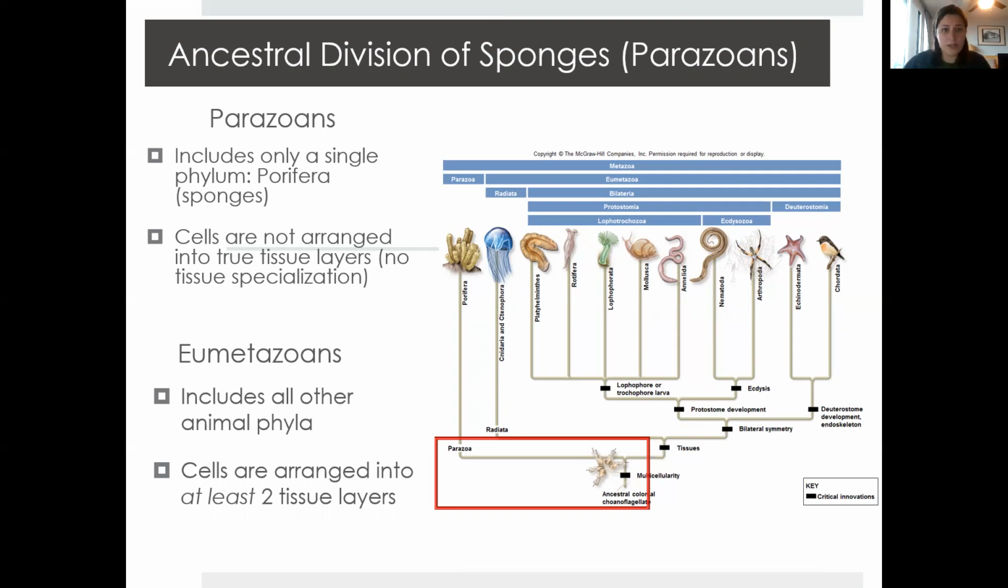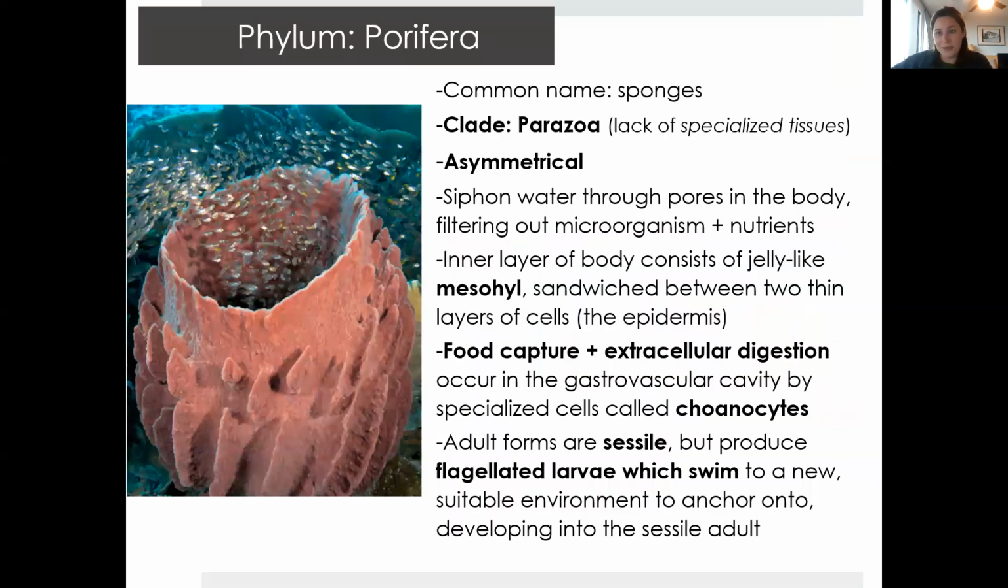So we're going to be talking about the parazoans, but there is another group called eumetazoans. So that includes all other phyla, and that's going to be cells that are arranged into at least 2 tissue layers. So yeah, that would be all the rest of this. And here we're specifically looking at Parazoa, and so you can see that there's just one group or one phylum. And sponges are going to be our most primitive group because they have no tissue layers.